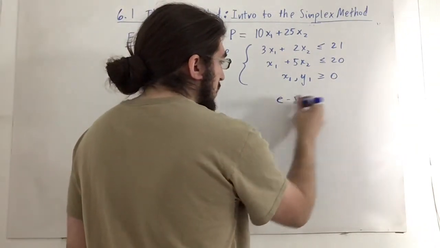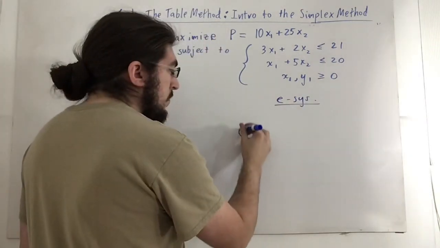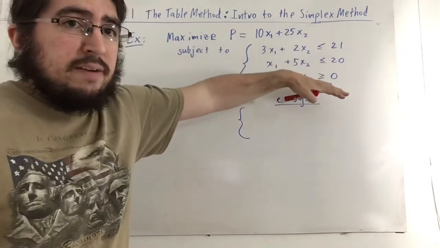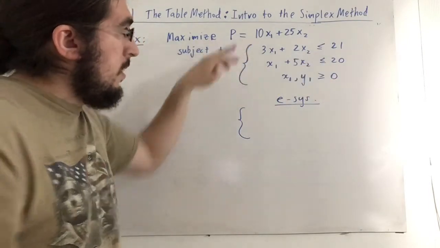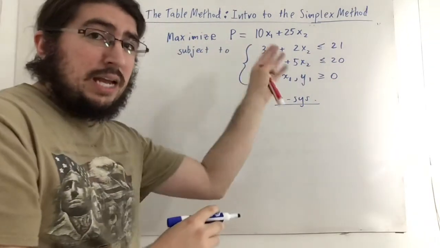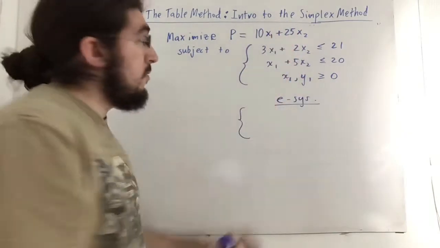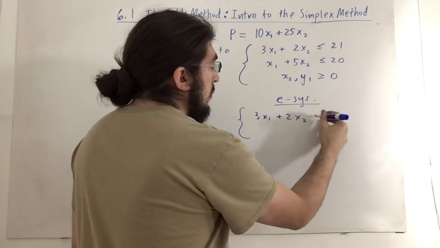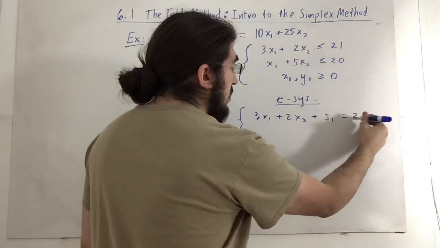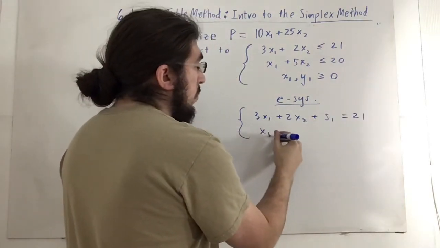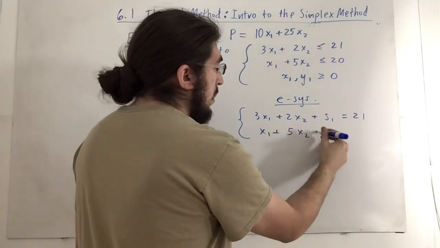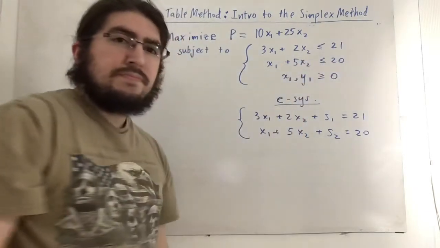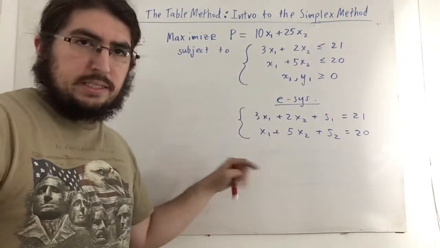So what is our E system? Our E system is going to be the constraints that are not the non-negative ones, so just those two up here. And we need to attach a slack variable to make this an equality for each one. That's going to be 3x1 plus 2x2 plus some slack variable s1 is equal to 21. x1 plus 5x2 plus another slack variable s2 is equal to 20. So I hope you can see at least how I got this.